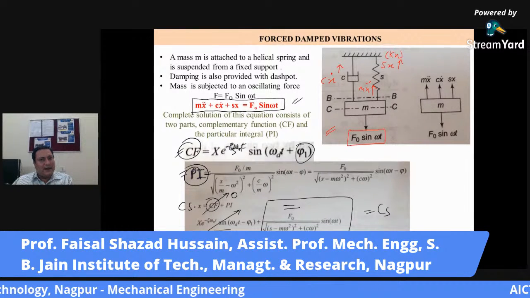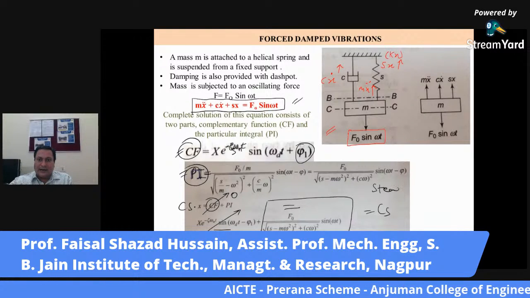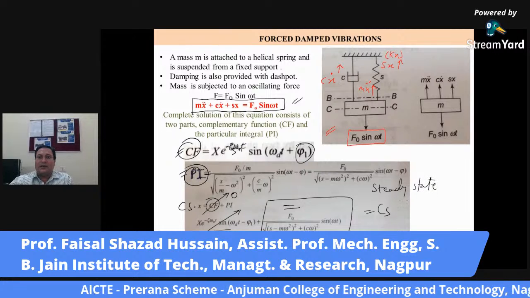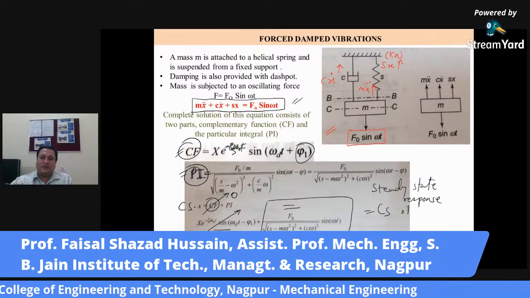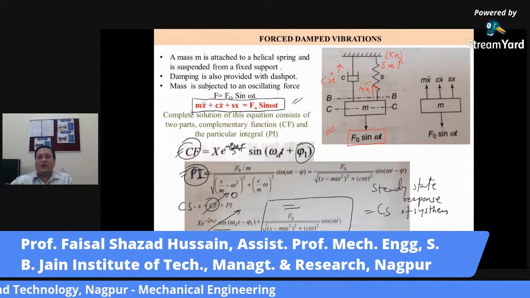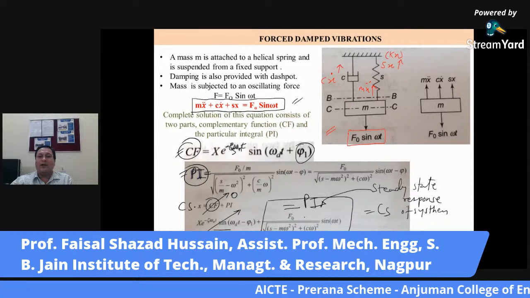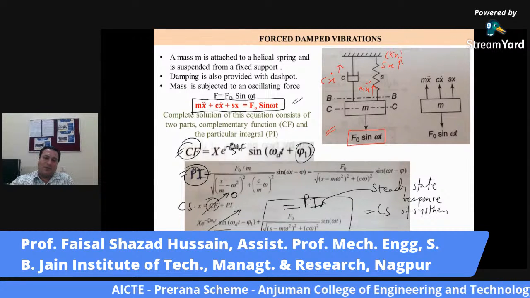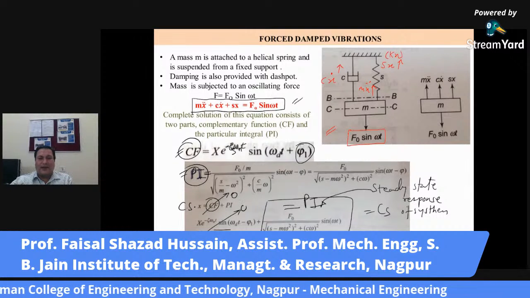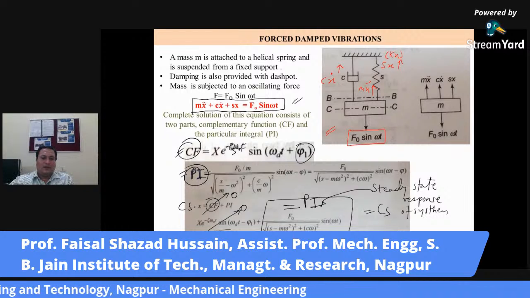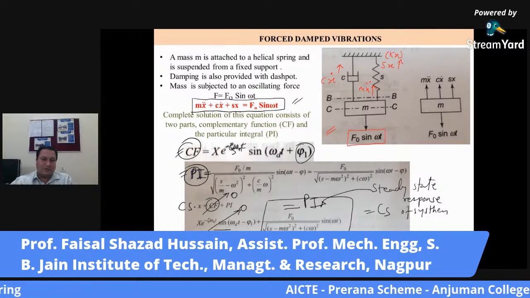So finally I can conclude in this slide that the steady state response of the system, in terms of the amplitude, is only represented by the second part, that is your particular integral. This complementary function with respect to time is negligible, and it will be 0. So this is the equation for the steady state response of a system.